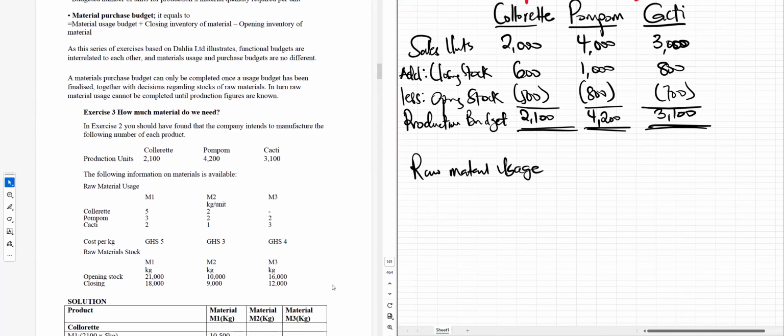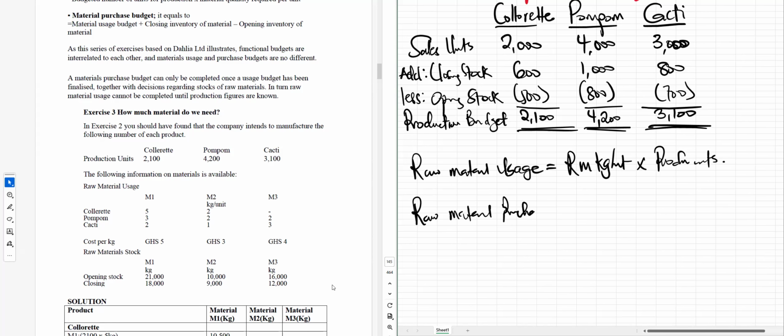Raw material usage is simply the raw material units, let's say kg per unit, it's not always kg, it can be anything, times the production units. And once you get your raw material usage, you can get the raw material purchases budget. To get purchases, just like we did production, when you produce, you purchase raw materials and use them in production. Do you guys remember? So if I want to produce, I'll ask myself, is there any opening stock of raw materials? Then what would I do?